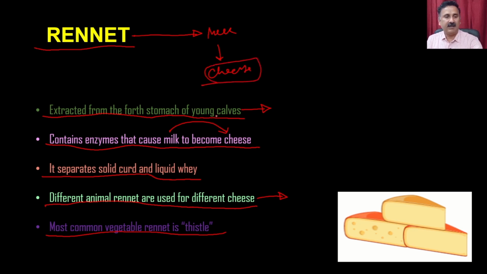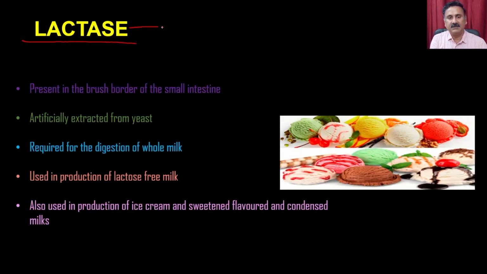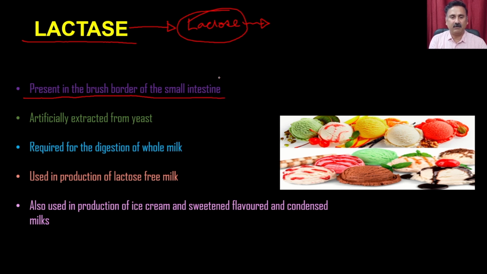Then we have lactase. As the name suggests, lactase works on the sugar called lactose. Lactose is a problematic sugar for some people who have lactose intolerance. Lactase is present in the brush border of the small intestine and can also be artificially extracted from yeast. It is required for the digestion of whole milk, so it reduces the sugar level. And it is used for the production of lactose free milk.